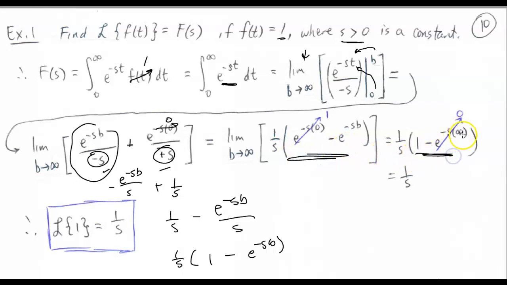We let b be infinity. And of course, e raised to the negative infinity goes to 0. So you just have 1 over s times 1 minus 0, and of course all that's just 1, so we just end up with 1 over s. And so that lets us know that the Laplace transform of 1 is just going to be 1 over s.